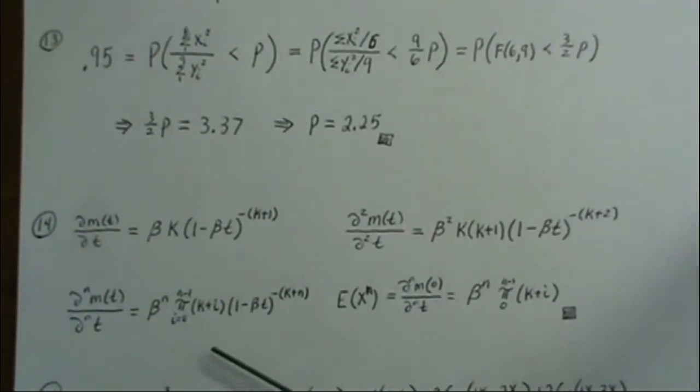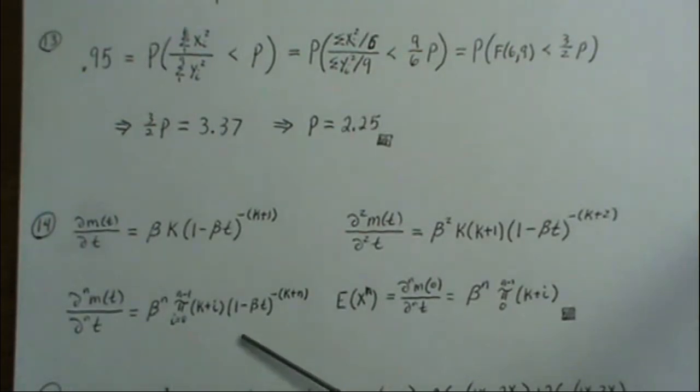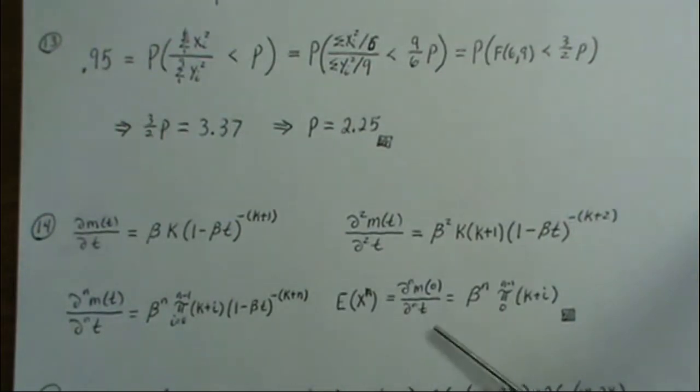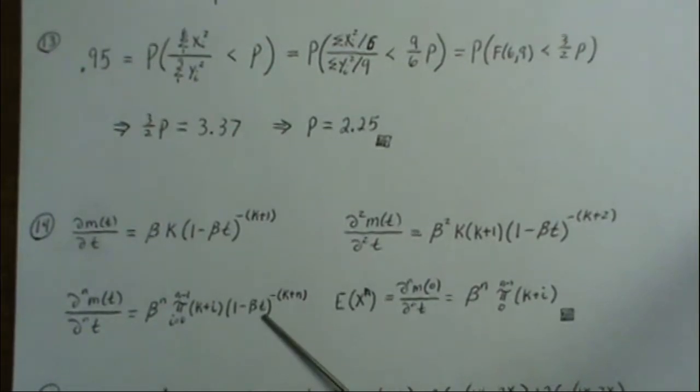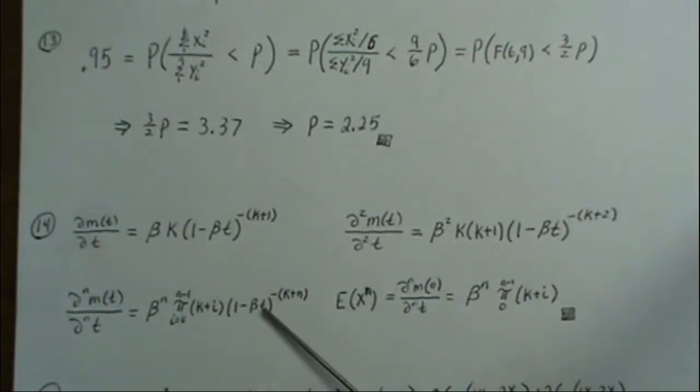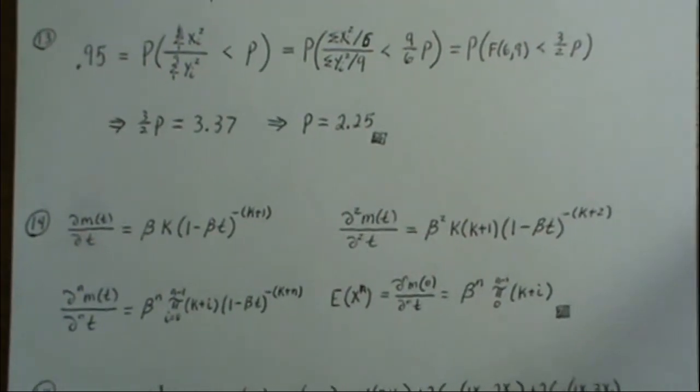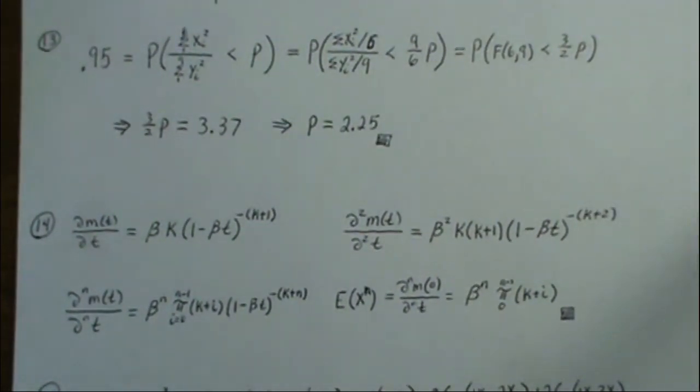Then you can show that the nth derivative is this, and to take the expected value of X to the n, we want the nth derivative, which is this, evaluated at 0. So plug in 0 for t, and then 0 times beta is 0, so we're left with 1 raised to a power, which is just 1. So we're left with this piece over here, and that's the expected value of X to the n.